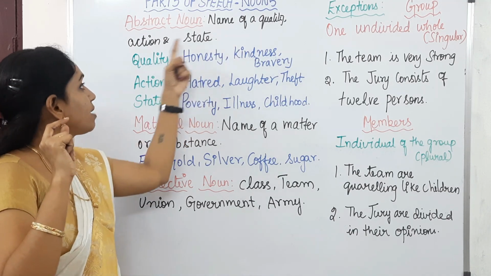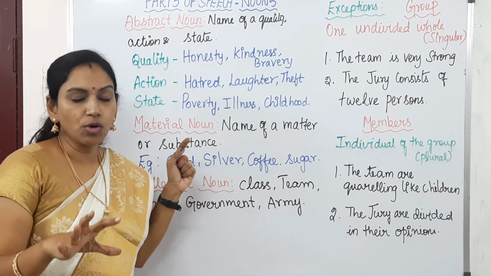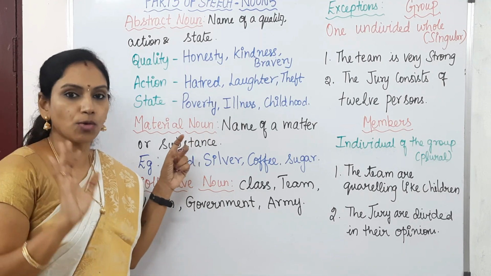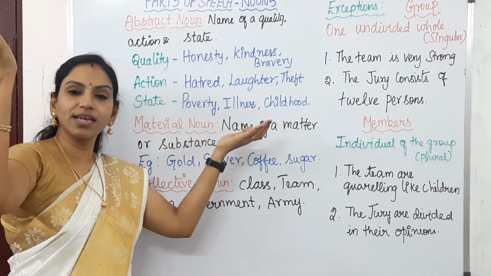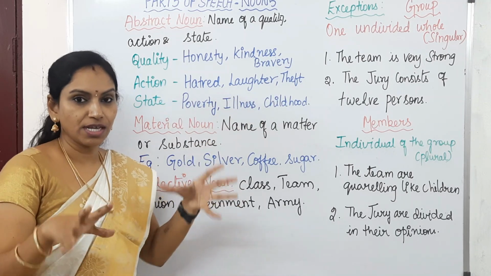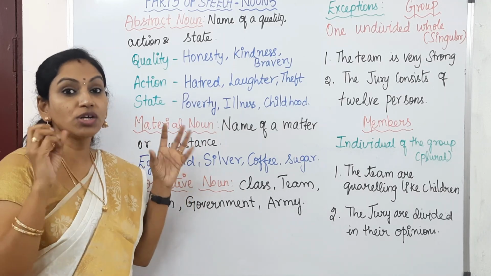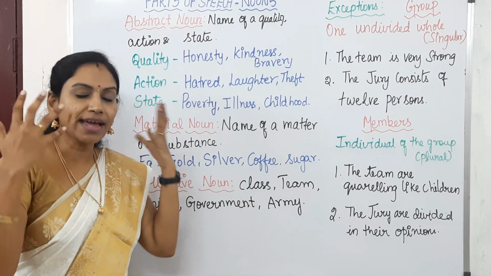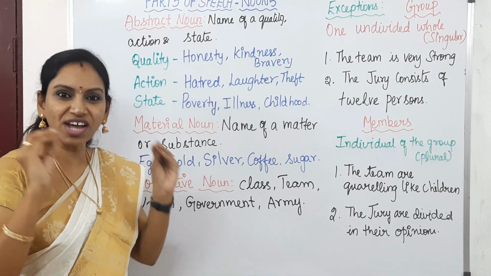Okay, next, action. In case I say the name of some action, like I hate somebody, so and so is hating somebody, that hatred, that action is an abstract noun. Then laughter, laughing loudly, is also an abstract noun. Then theft, stealing something, theft of gold, theft of a laptop. Those are called abstract nouns.